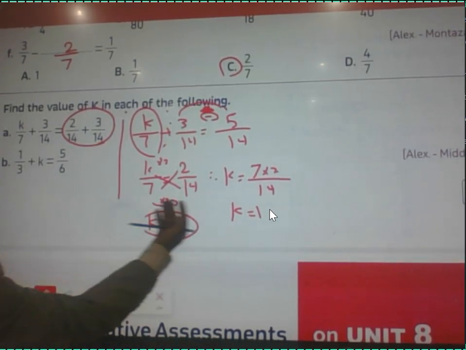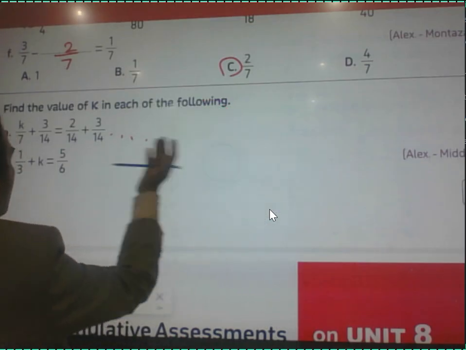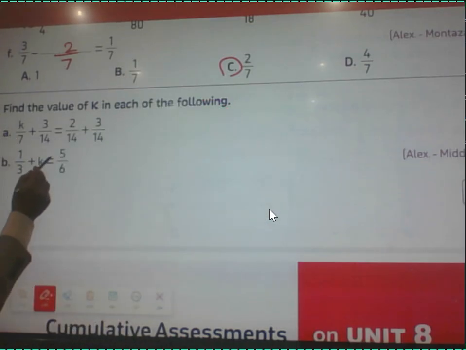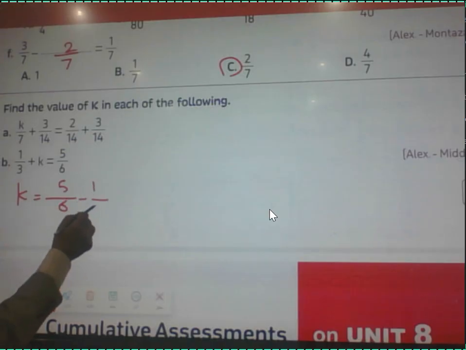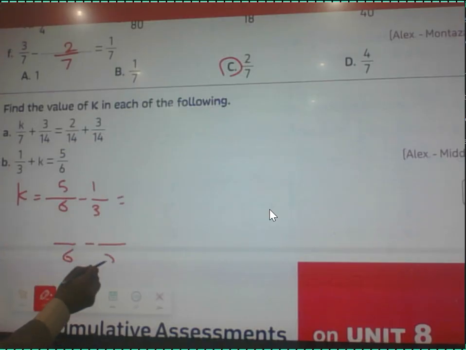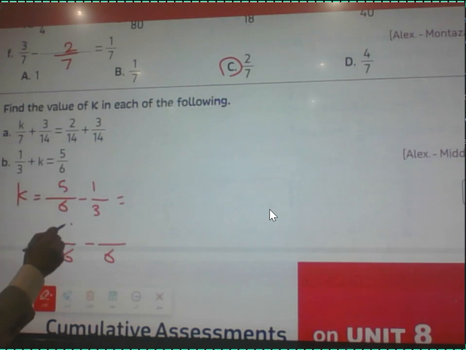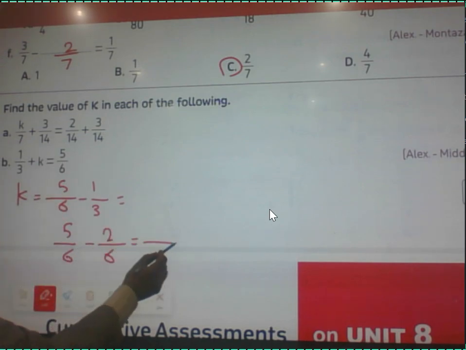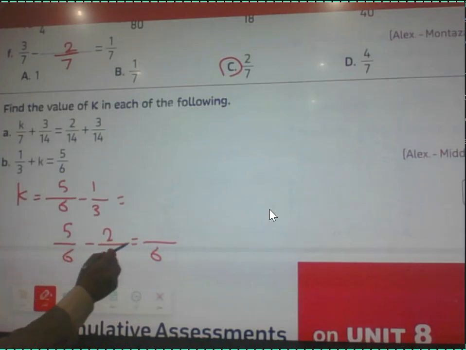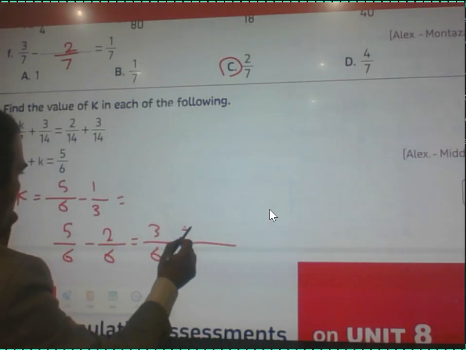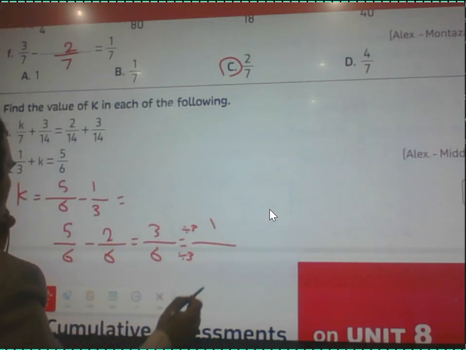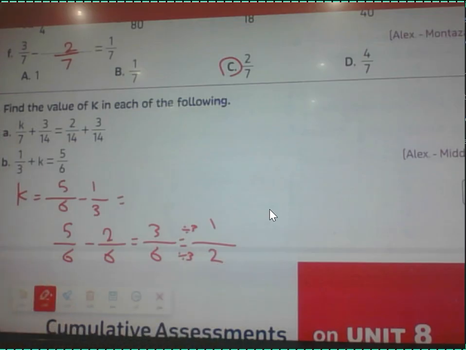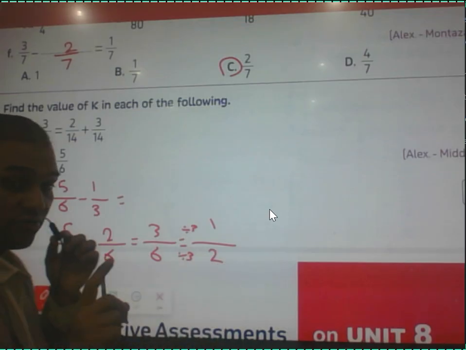Next question here, I want to find the value of k in this fraction. 1 over 3 plus k equals the number. To find the value of k, we can find the difference, 5 over 6 subtracted by 1 over 3. Now I will write the least common multiple of the denominators, which equals 6. 6 times 1 equals 6, which does not change the fraction. And 3 times 2 equals 6, 1 times 2 equals 2. Now I will find the difference between the two numbers, 5 minus 2 equals 3. Then I will simplify by dividing up and down by 3. 3 divided by 3 is 1, and 6 divided by 3 equals 2. Then the answer here will be 1 over 2. Okay, understood?